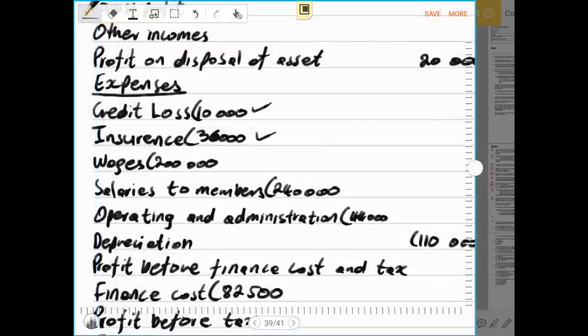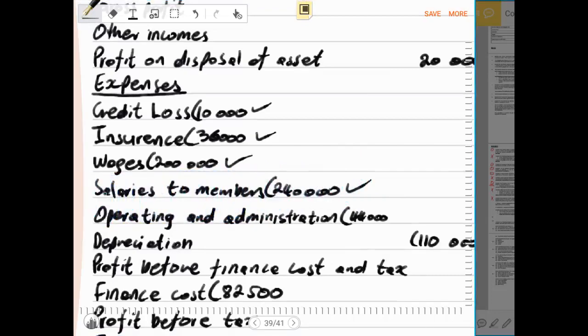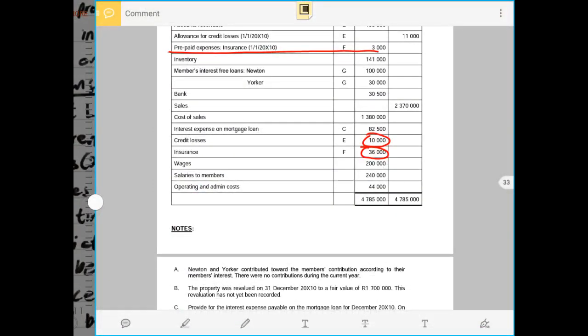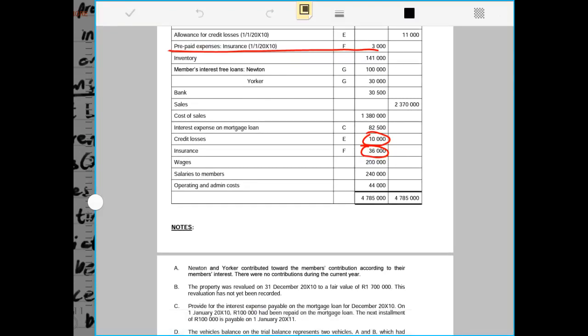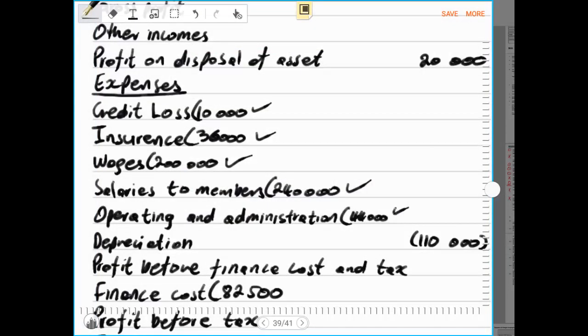Then after we also have wages of 200,000 rands and salaries to members 240,000 rands. There we do have 200,000 rands wages and salary to members 240,000 rands respectively, as you can see them. Operating expenses amounted to 44,000 rands. There is the 44,000 rands.